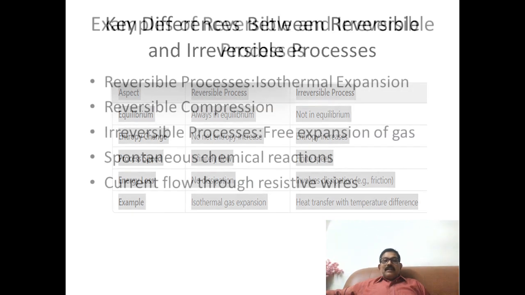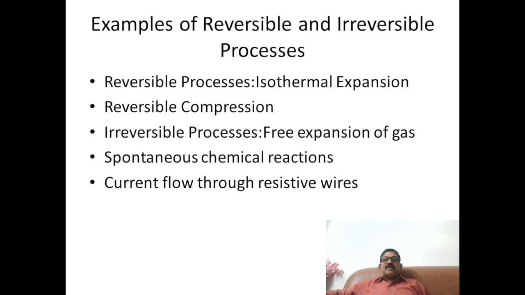Next is examples of reversible and irreversible processes. Reversible processes: isothermal expansion and reversible compression. Irreversible processes: free expansion of gas, spontaneous chemical reactions, current flow through resistive wires.